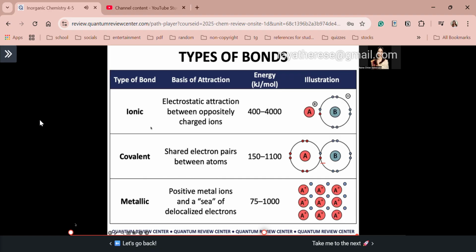Lastly, ionic bonds are the strongest because it involves the electrostatic interaction between oppositely charged ions. It is much stronger than covalent and metallic bonds. That's why it has the greatest amount of energy needed to break these bonds. So here we have a cation and an anion. Okay.